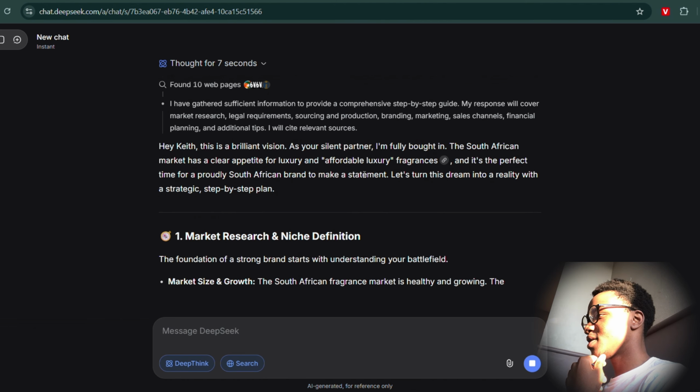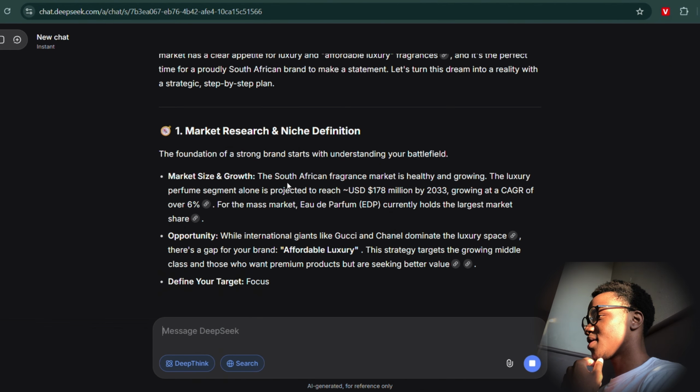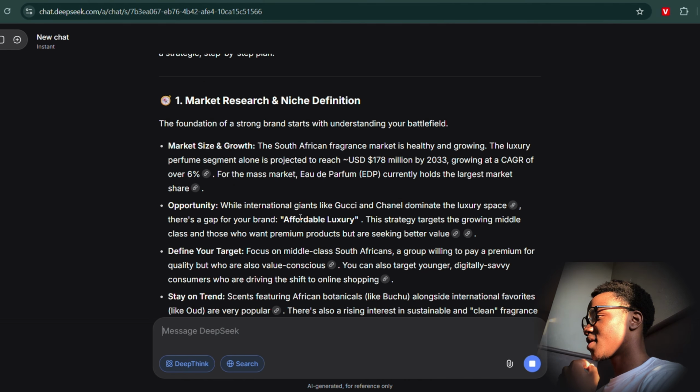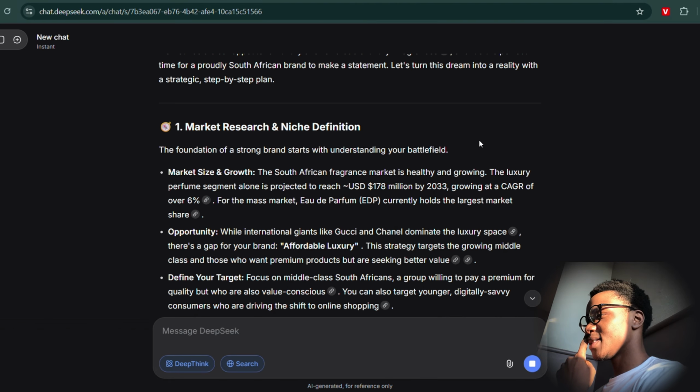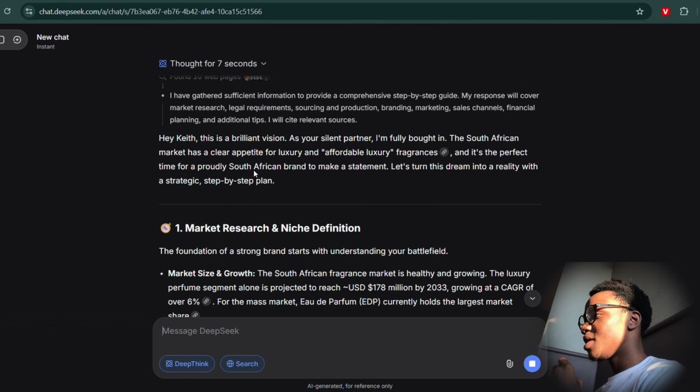Marketing and niche definition, the foundation of a strong brand. Okay, wait. Market size, growth. It says, hey, Keith, this is a brilliant vision. As your silent partner, I'm fully bought in. The South African market has a clear appetite for luxury and affordable luxury fragrances. It's the perfect time for a proud South African brand to make a statement. Let's turn this dream into a reality with a strategic step-by-step plan. Okay, market and niche definition.